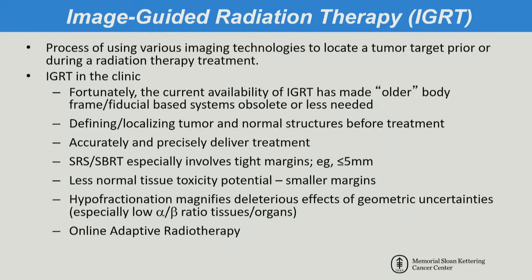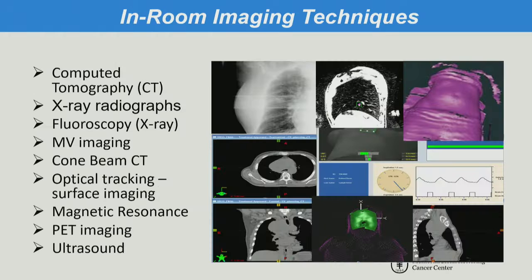It helps to give less tissue toxicity because we can reduce the margins, because we know where the tumors are. And this is also important in hypofractionation because of the impact of geometric uncertainties. And as we all know, it's really making online adaptive radiotherapy possible.